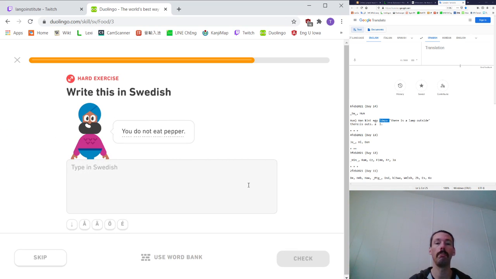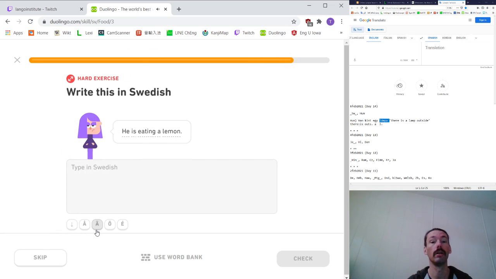Du äter inte peppar. Du äter inte. It's the word for not. You eat not. Peppar. Han äter en citron.